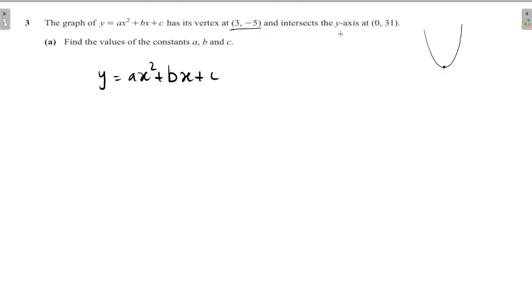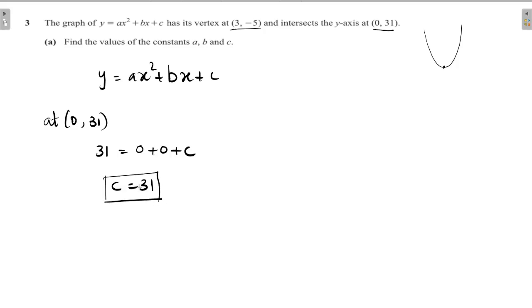And the graph intersects the y-axis at (0, 31). It intersects at the point (0, 31). So let's replace x equal to 0 and y equal to 31. So 31 is equal to 0 plus c. C value is 31. We found one of the constants, c equal to 31.